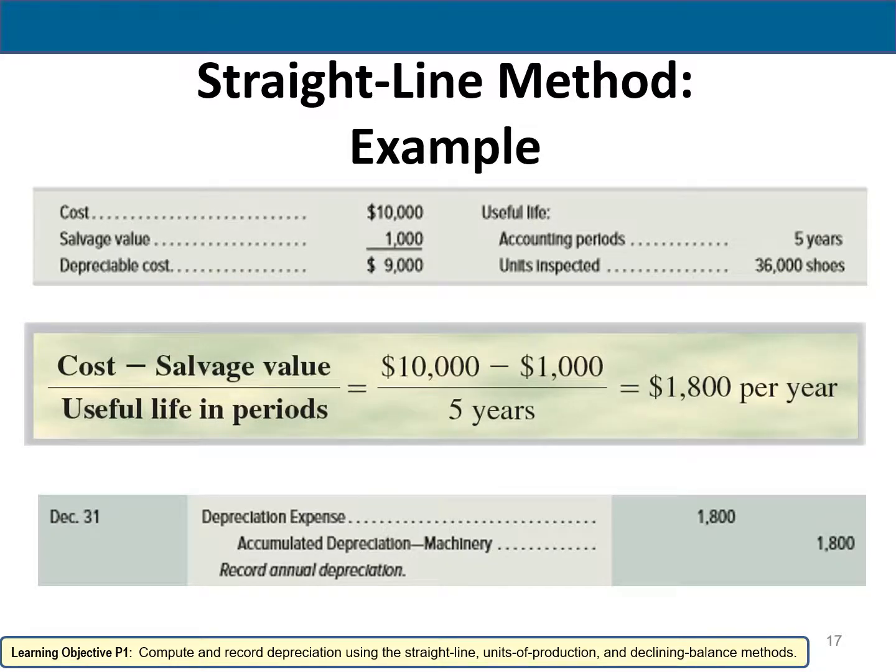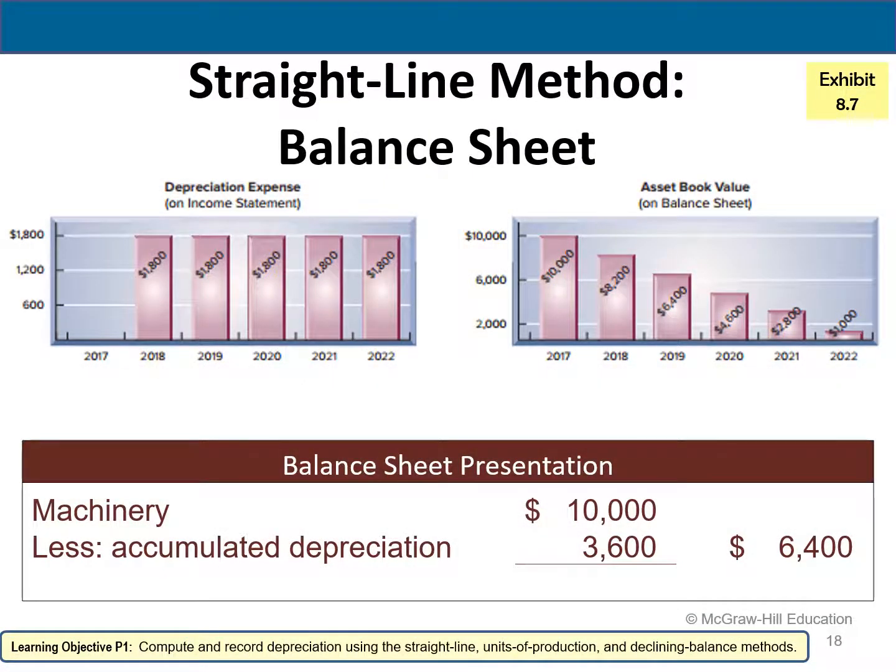All right, so under straight line, this calc should look familiar. Cost less salvage value divided by useful life equals your yearly depreciation, right? And when we record that depreciation, we debit depreciation expense and we credit accumulated depreciation. And then the way that it looks on the balance sheet when we're using straight line method, right? Your asset value on your balance sheet is gradually declining. Your depreciation expense is even every period. And your balance sheet presentation is always less of your accumulated depreciation.